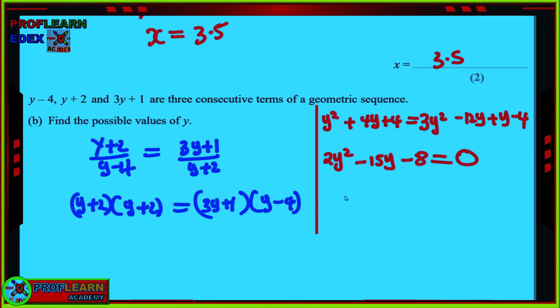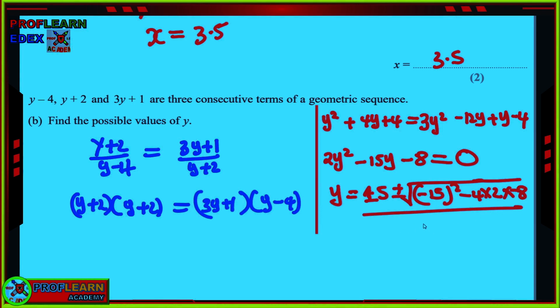Solving the quadratic, we are going to use the quadratic formula in order to solve this. We can say y equals positive 15 plus or minus the square root of negative 15 squared minus 4 times 2, our c is negative 8.